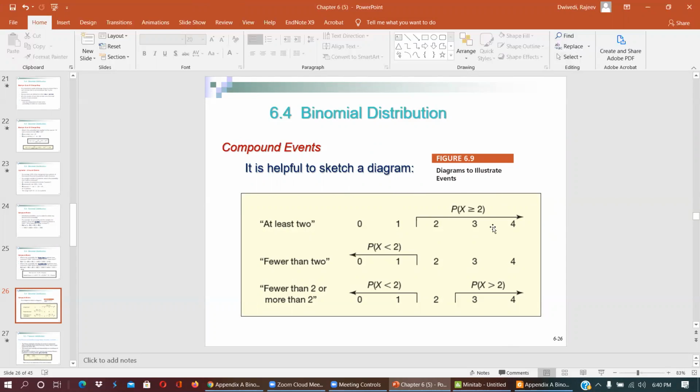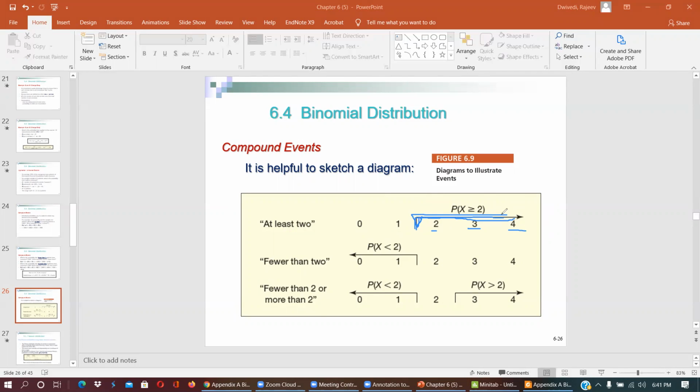So in 4 cases you have 4 patients, 0, 1, 2, 3, 4. If I ask at least 2, it means whatever 2 and everything above. So how do we get this? There are two methods. One, you do the probability of event 2, event 3 and 4, and then add all three to get this value.